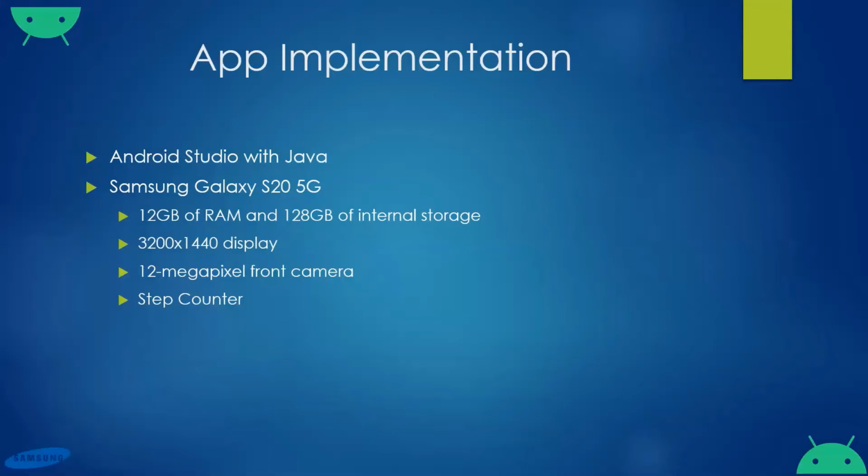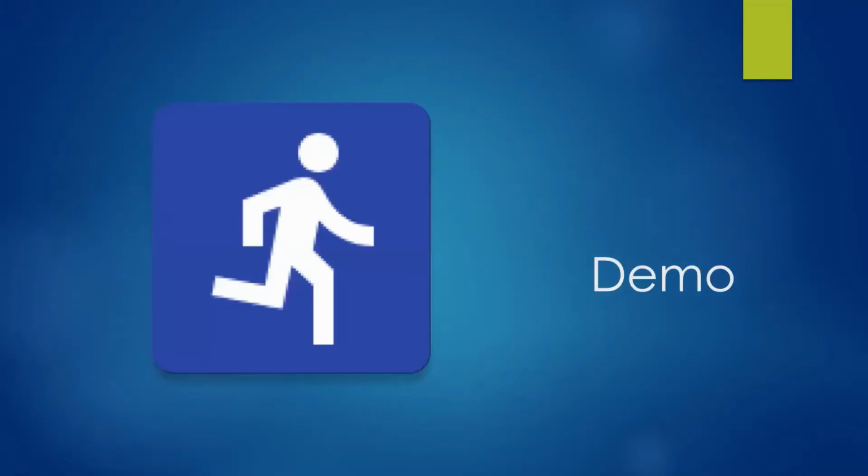I implemented my app on Android Studio using Java, and I tested my app on a Samsung Galaxy S20 5G. My mobile device has 12 gigabytes of RAM, under 20 gigabytes of internal storage, a display of 3200 by 1440, and a 12 megapixel front camera. Like all smartphones, it has a step counter implemented into it already. And now I will present my demo.